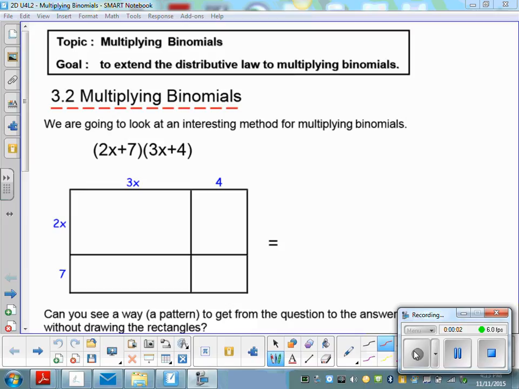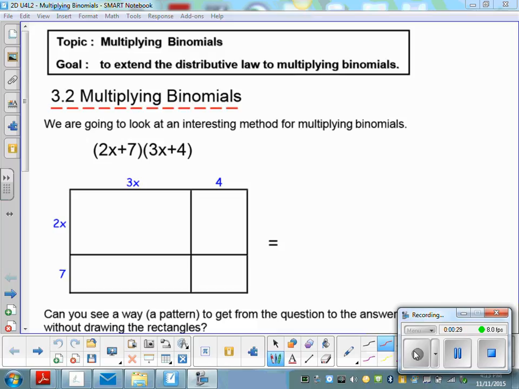Okay guys, so in our last note we took a look at just an introduction to polynomials. Today we're going to take a look at multiplying binomials. So we started looking at some of the operations with polynomials. This is the next step where we look at multiplying binomials. And it's really just an extension of the distributive law, and you'll see that when we start working our way through this. So we're going to look at an interesting method for multiplying binomials.